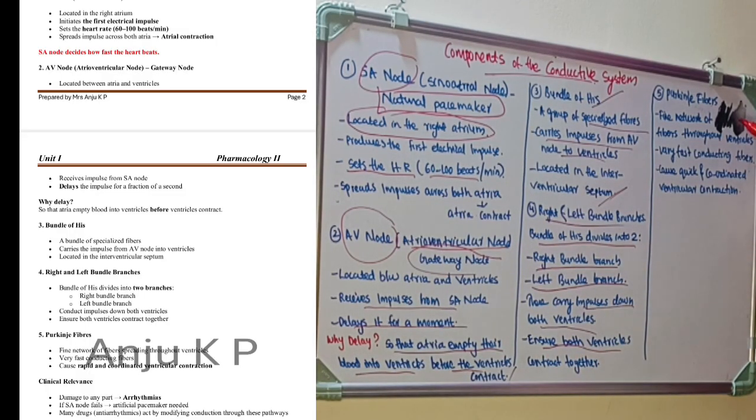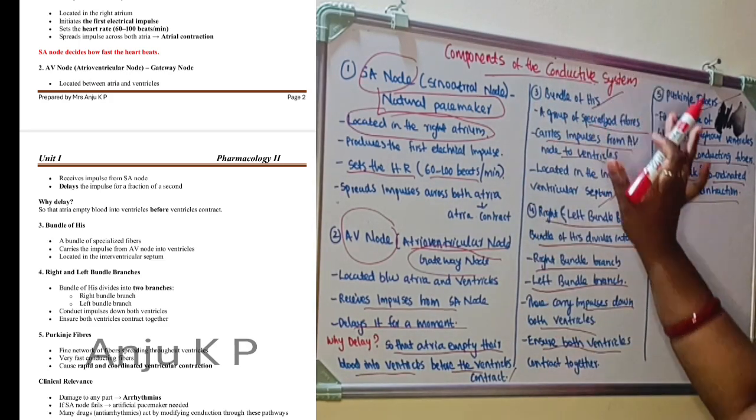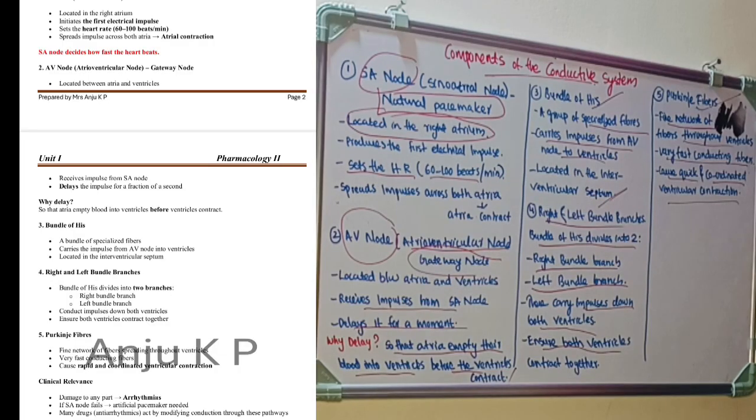So next one is the Purkinje fibers. Okay, these are a fine network of fibers which is throughout the ventricles. Very fast conducting fibers, so they cause quick and coordinated ventricular contraction. Okay, these are the components of the conductive system.